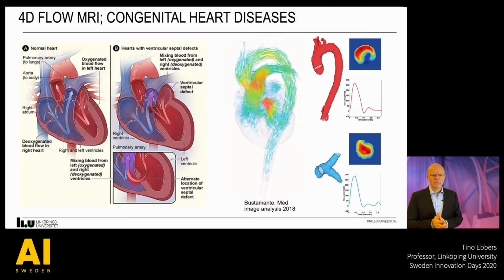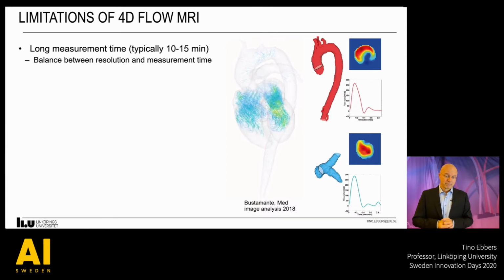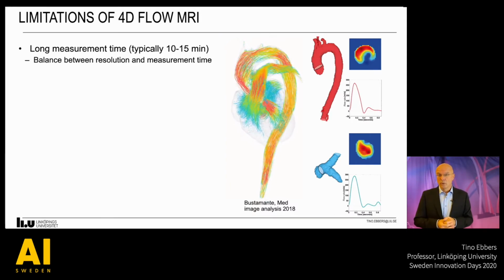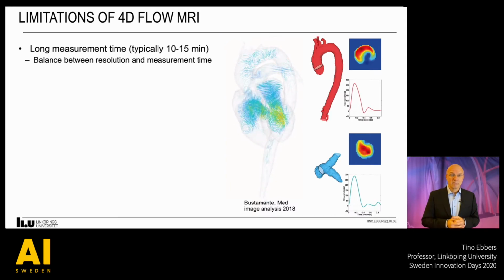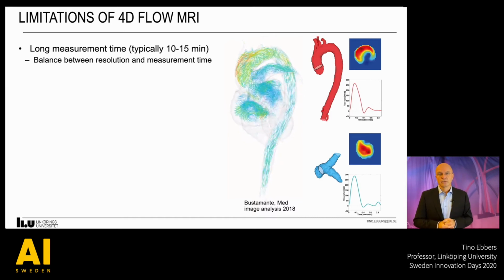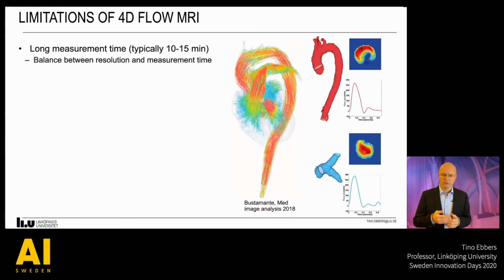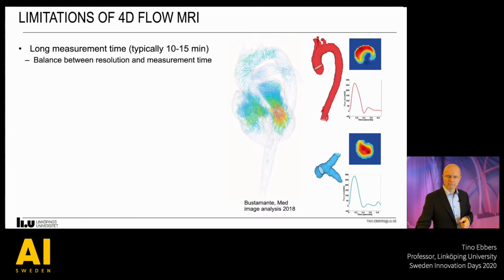But there are quite some limitations as well with 4D flow MRI. For instance, it's a long measurement time, typically 10 to 15 minutes. It depends a bit on the resolution of the data. So, but it's a balance. The better the resolution, the longer the imaging time.